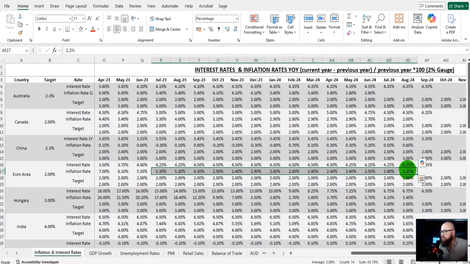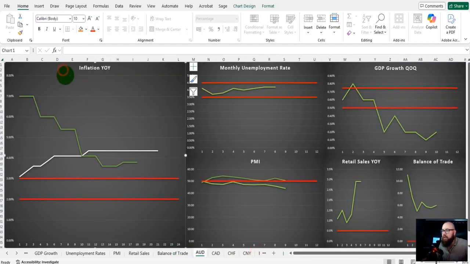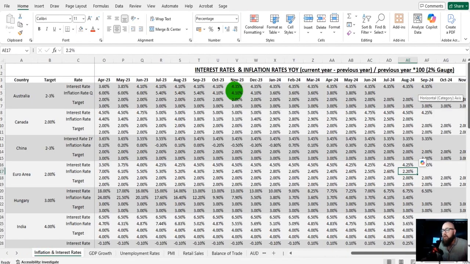So what this template does is, as you put these figures in, you can then go to, say, the Australian dollar, and we have an inflation chart here. And these red lines are the target, and the inflation is this green line here. This white line is the interest rate. So we can see from this chart that inflation is coming down, but it's well above target. It's a lot easier to spot that on a chart than it is on a spreadsheet like this. Hence why I do the charts. So that's inflation, one of the things you need to track.